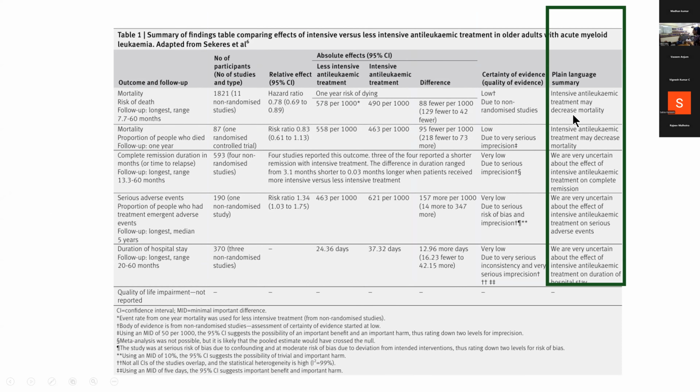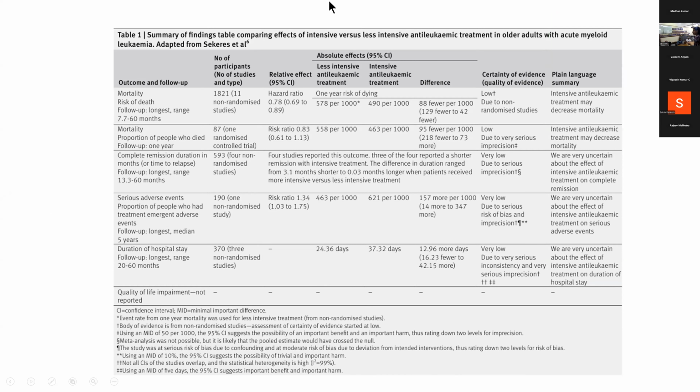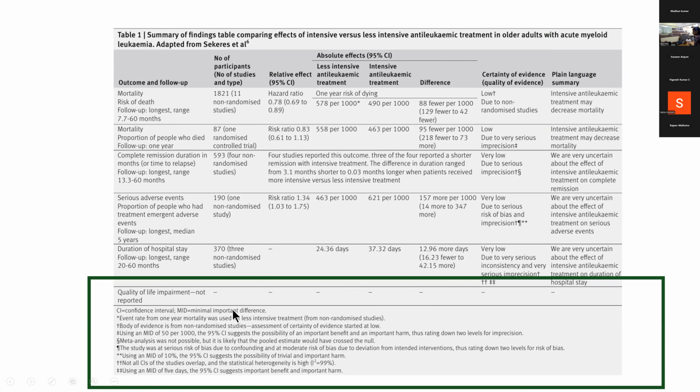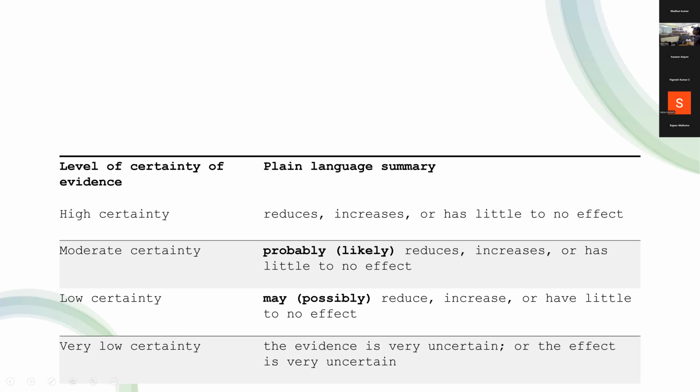And in the last column, you have the plain language summary, which basically tells the clinician the interpretation of this evidence. And at the bottom, you have the footnote, which is basically how the authors communicate the justification for rating the certainty of evidence. Usually the footnote has to be very succinct, explicit, and very transparent in how they rated the certainty of evidence.